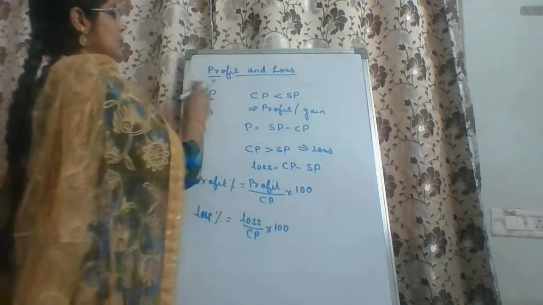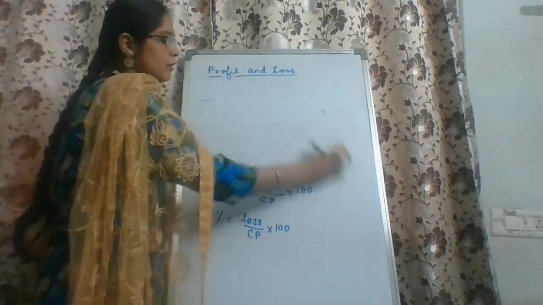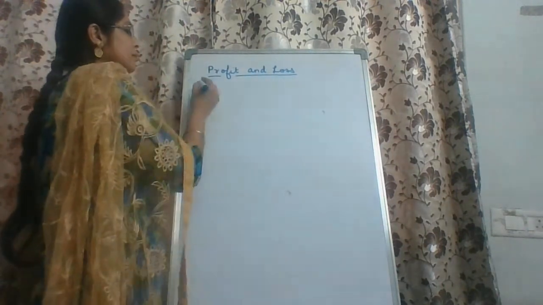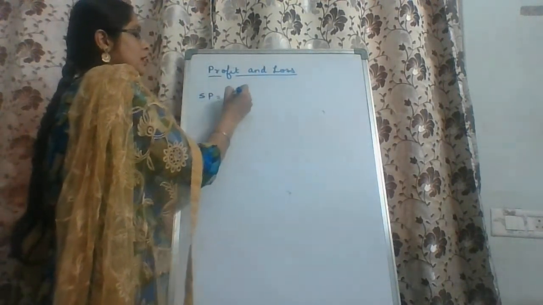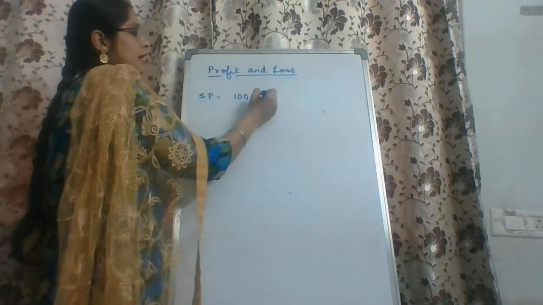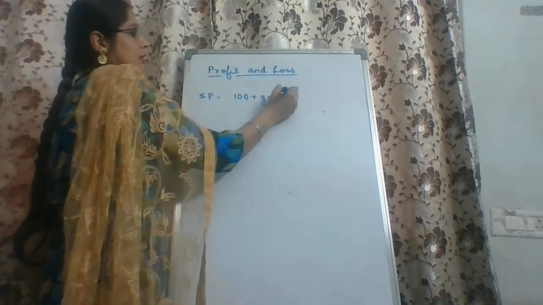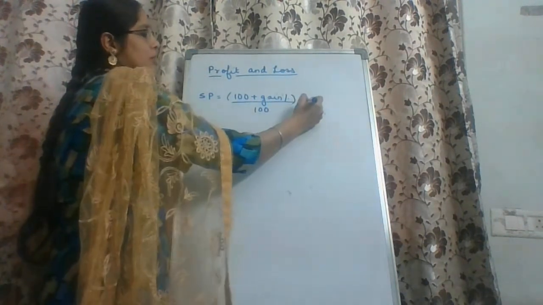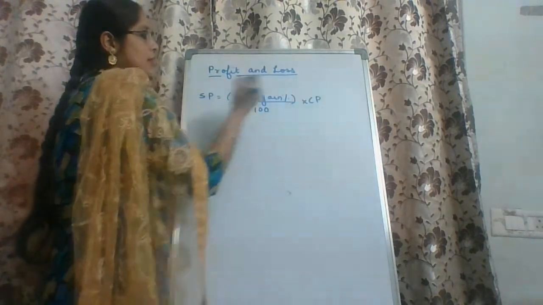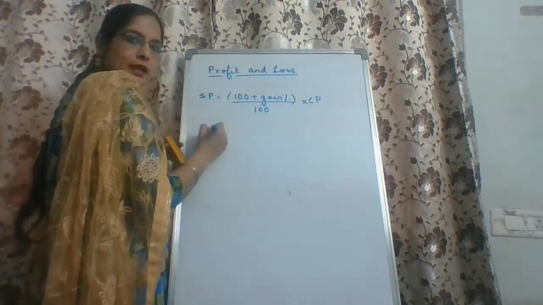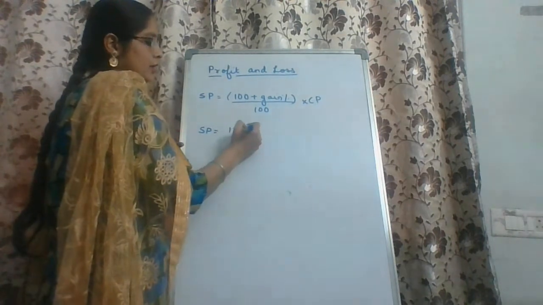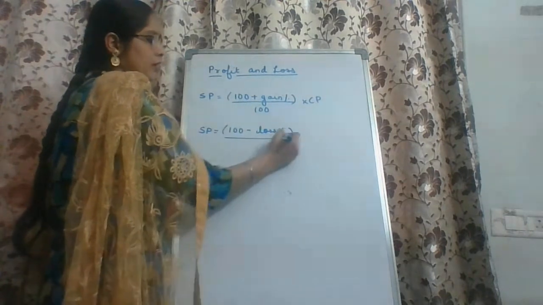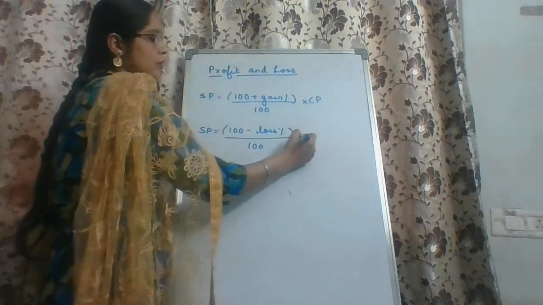What is the formula for selling price when cost price is given and gain percent is given? Selling price is equal to 100 plus gain percent upon 100 multiplied by cost price. In case of loss, selling price is 100 minus loss percent upon 100 multiplied by cost price.